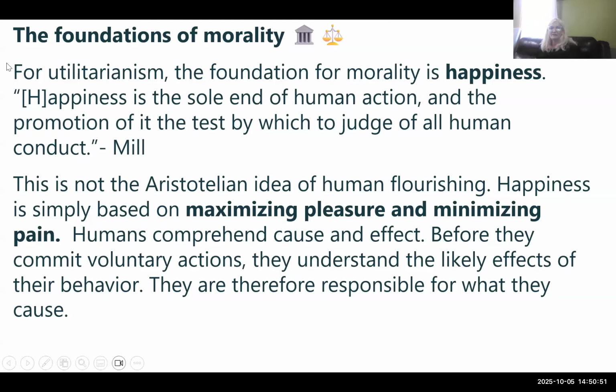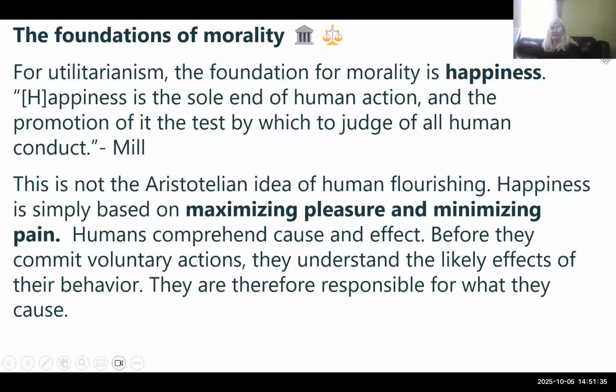He says, look, happiness is the sole end of human action. This is Mill. And the promotion of it is the test by which to judge all human conduct. So let me deal with the first part. Happiness is the sole end of human action. In other words, that is the goal of everybody, to achieve happiness, when they're acting voluntarily. Ideally, they're trying to achieve happiness. And what is good is what promotes happiness for all. That's the judge of all human conduct.